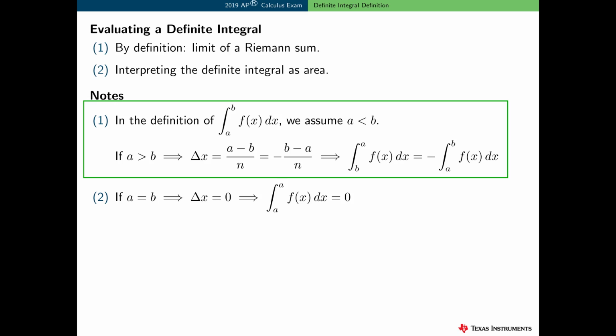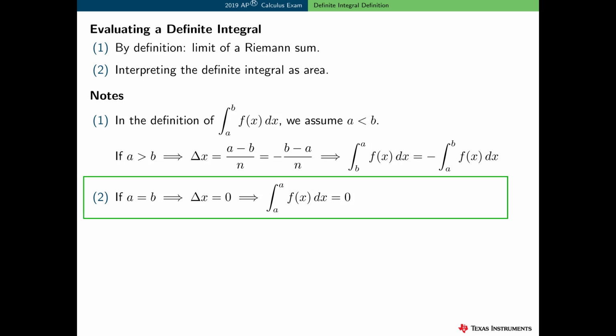However, this definition as a limit of a Riemann sum still makes sense, even if a is greater than b. For a regular partition, we can write delta x like this, and therefore the definite integral from b to a of f of x dx is equal to minus the definite integral from a to b of f of x dx. And finally, if a equals b, then delta x is equal to 0, and the definite integral from a to a of f of x dx is equal to 0. And this is proved from the definition.